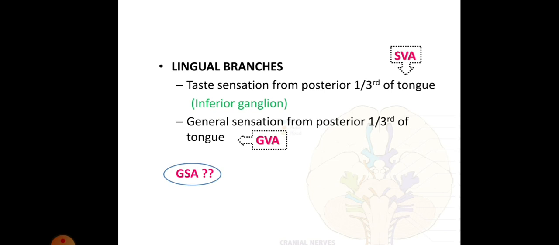And this is a controversial topic, as some books say there is general somatic afferent, while some don't accept it as a functional component here. So if it is present, the general somatic afferent means the pain and temperature sensation from all these structures, pharynx, posterior 1/3 of the tongue, tonsils, ear, they reach the spinal nucleus of the trigeminal nerve, and it is termed as general somatic afferent.